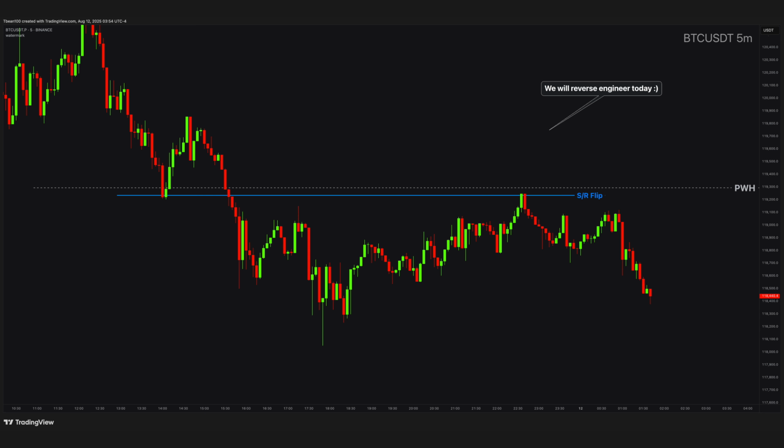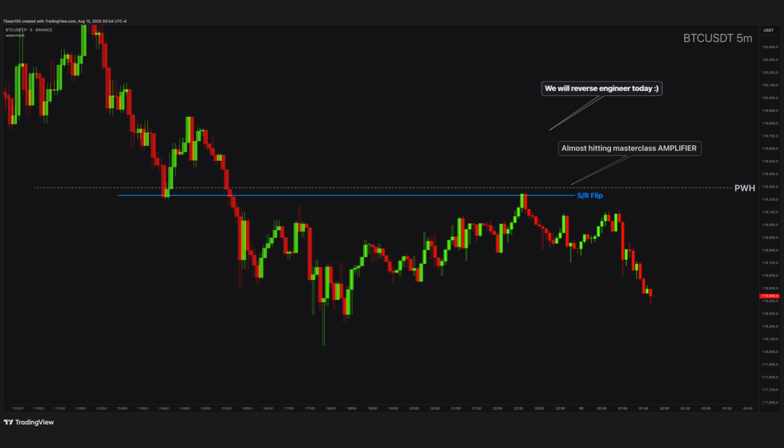You can clearly see that there is a strong support and resistance flip line here, right below the PWH level, which means the previous week high. It looks like it did not directly hit it, but it came close enough to make it relevant. And right before all of these moves happened, we had an internal liquidity sweep.